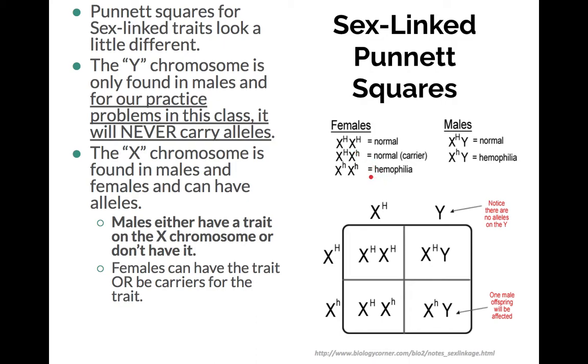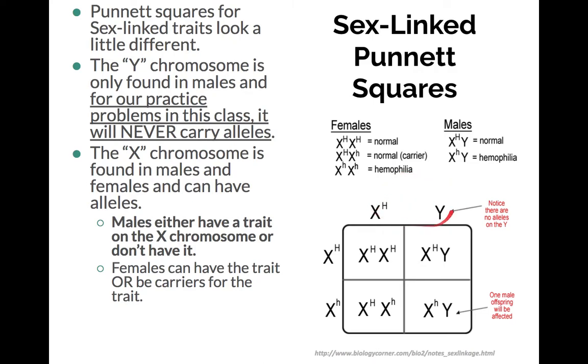And the only way a female can have hemophilia is if she has 2 copies of the recessive allele here, all right? For a male, he has to have 1 copy of that capital letter, or that 1 copy of that dominant trait, to be normal. And if he has 1 copy of the lowercase letter, or in this case, the recessive trait, he will have hemophilia. So this is what we mean by you do not put any alleles on the Y chromosome. We don't have to worry about that. We're only going to ever put alleles in this class on the X chromosome.